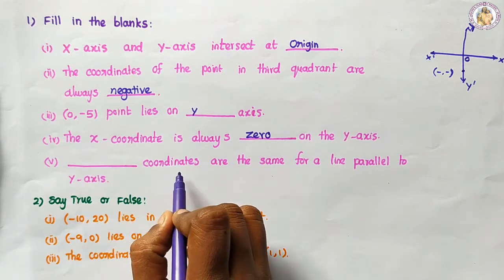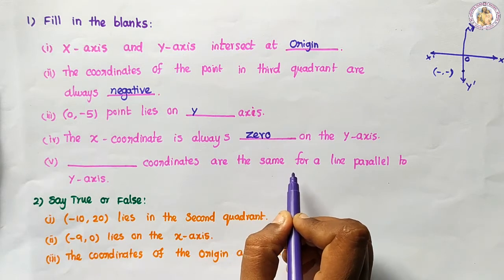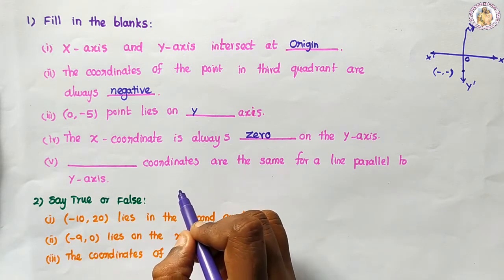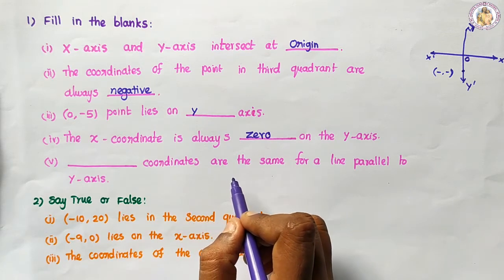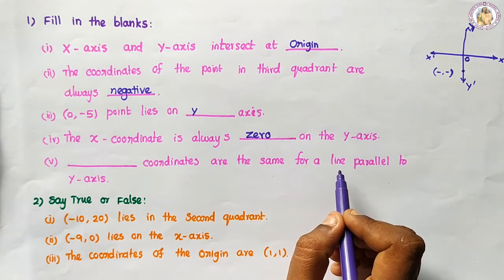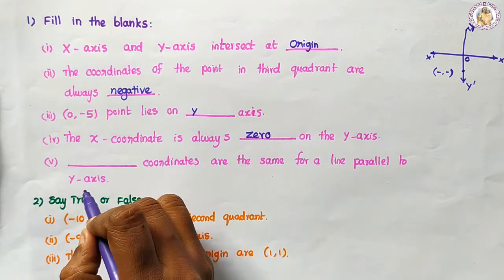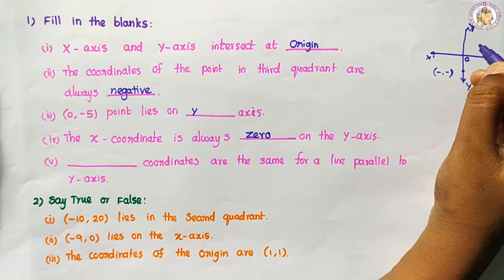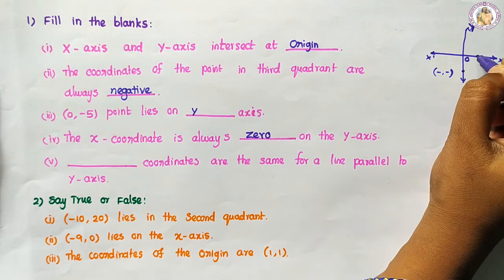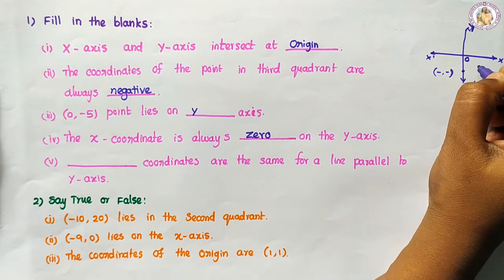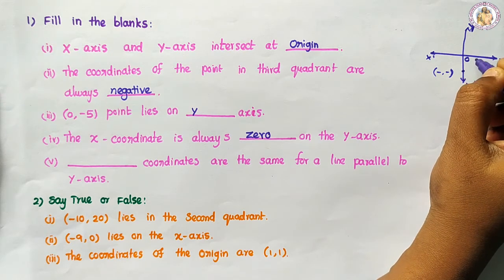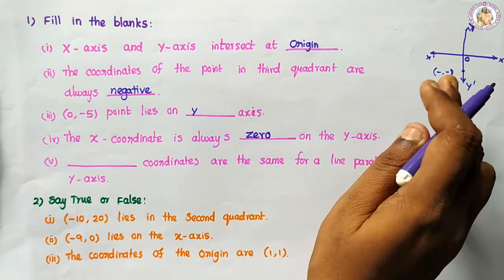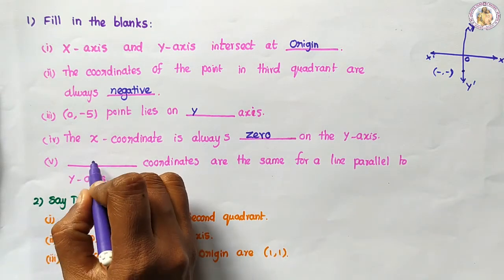The dash coordinates are the same for a line parallel to the y-axis. That is parallel to the y-axis. Which one? We point out a number means that it is parallel to the y-axis. Which coordinate? That is the x coordinate.